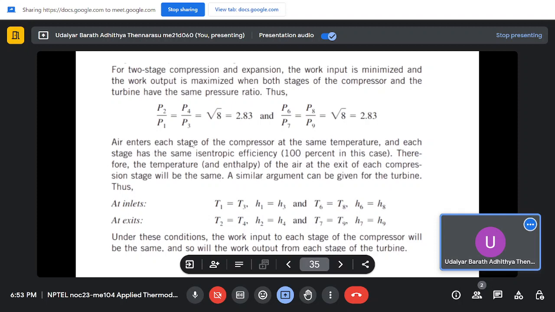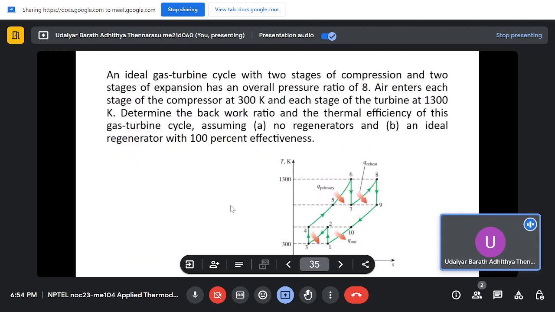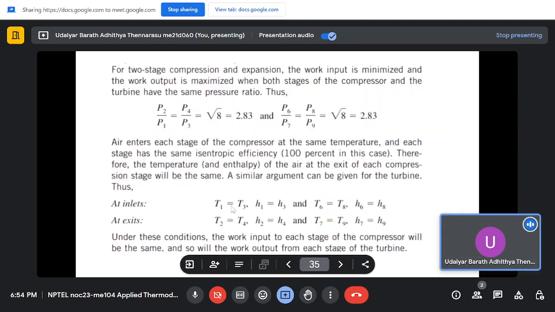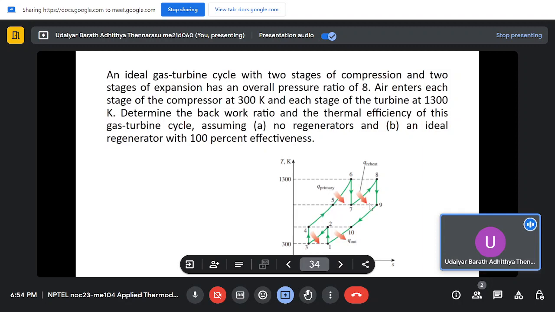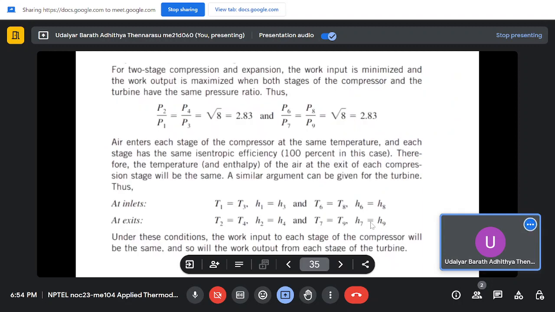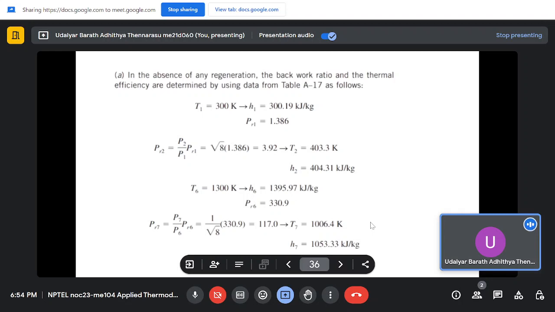Air enters each stage of the compressor at the same temperature and each stage has the same isentropic efficiency, because in this ideal cycle we are assuming compressors are 100% efficient and turbines are also 100% efficient. At inlet, T1 will be equal to T3, so H1 will be equal to H3, same T6 equal to T8 and H6 equal to H8, and then T5, T7, T9 the same, and T4, T2, T10 the same.